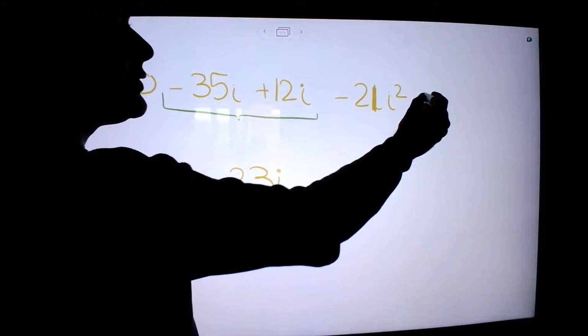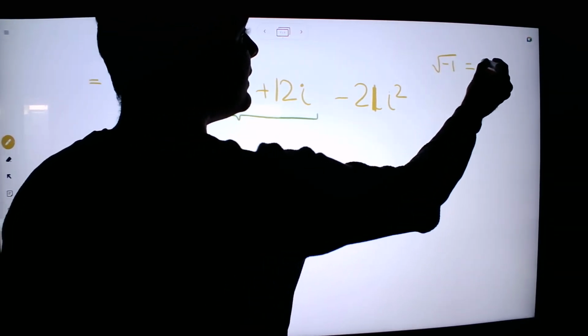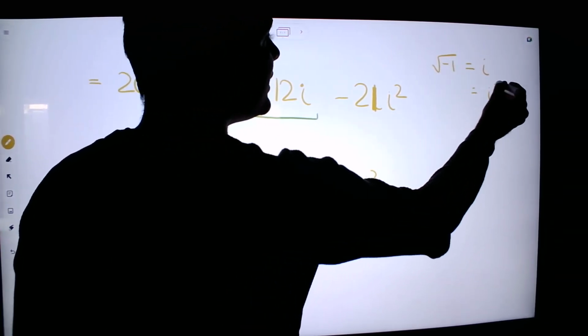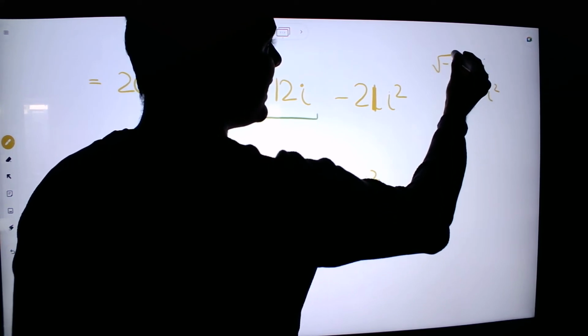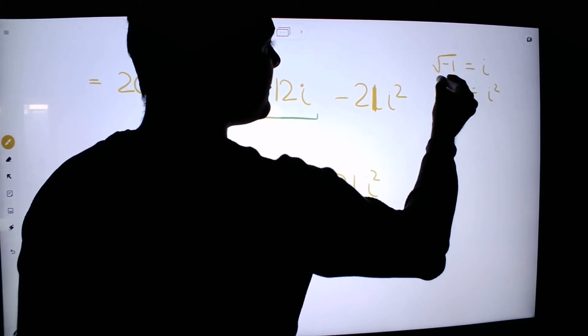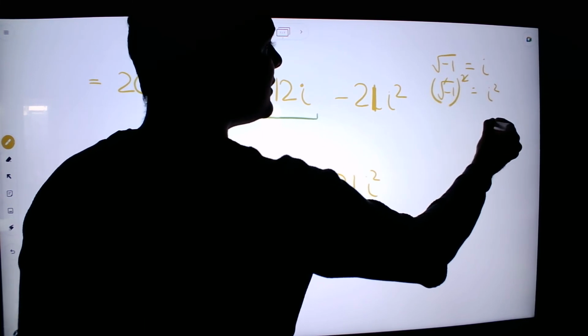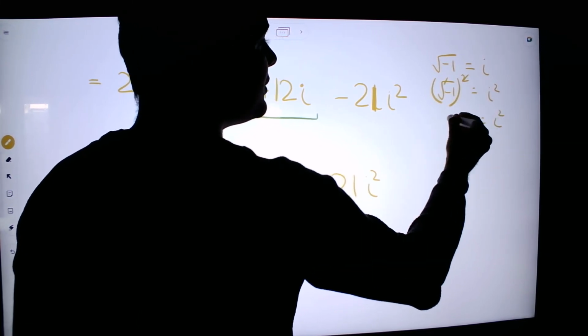The square root of minus 1 is i. So if I do i squared, I need to square that one as well, which will cancel the square root. So i squared is minus 1.